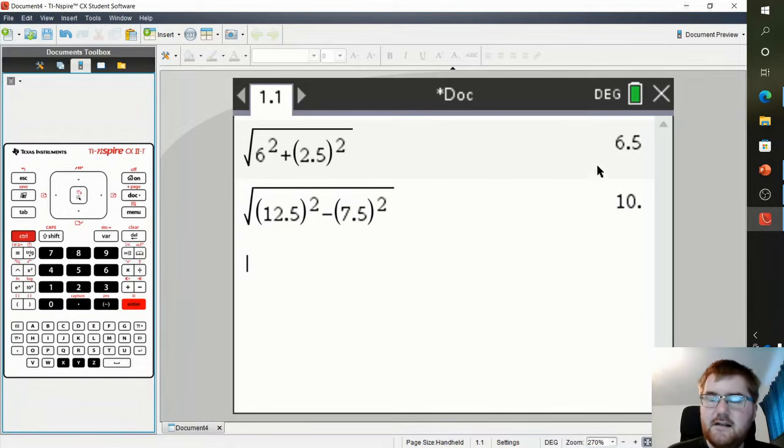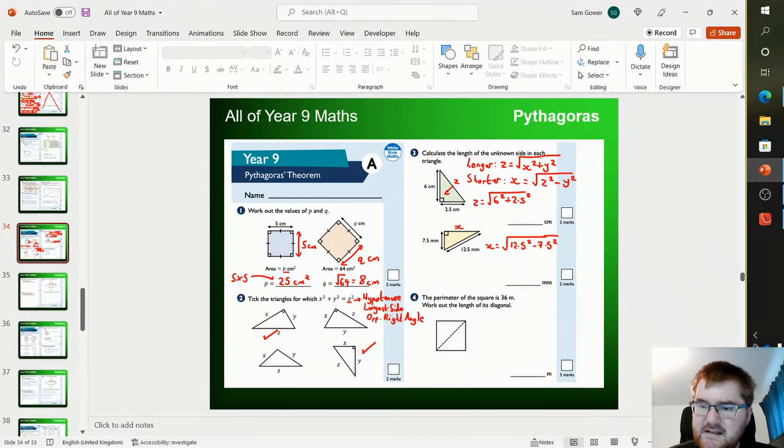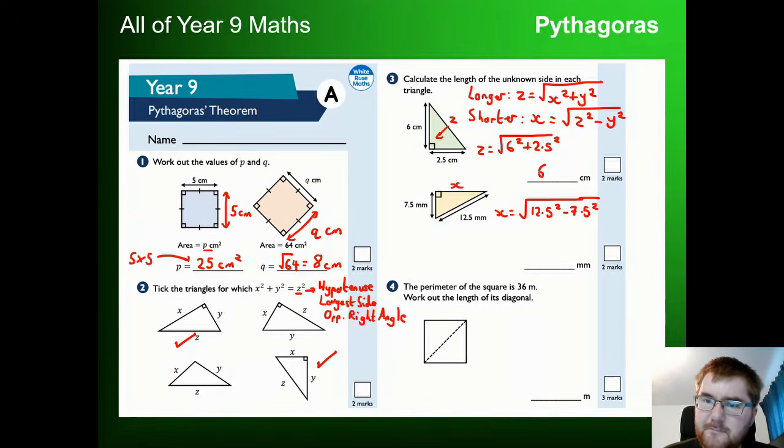And this gives me a nice value of 10. So in this case, no horrible decimals, which is always good. This is equal to 6.5, and this is equal to 10.